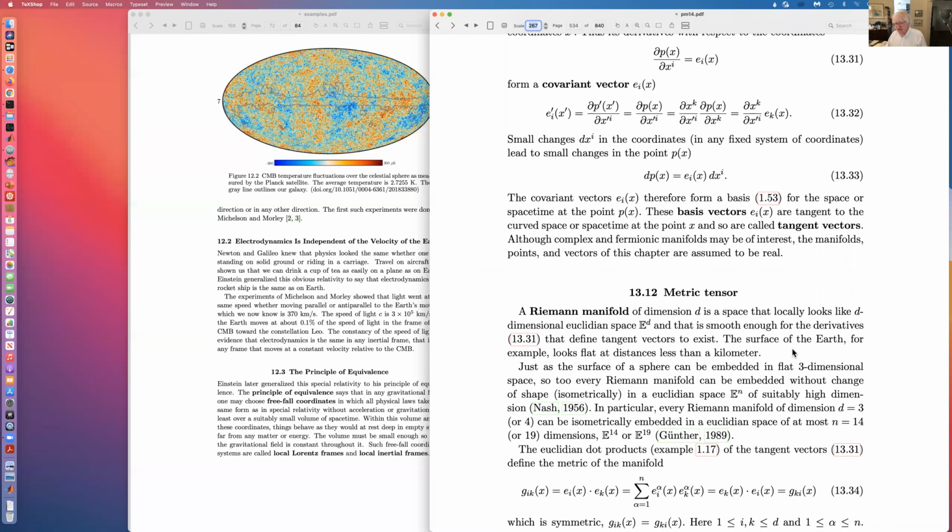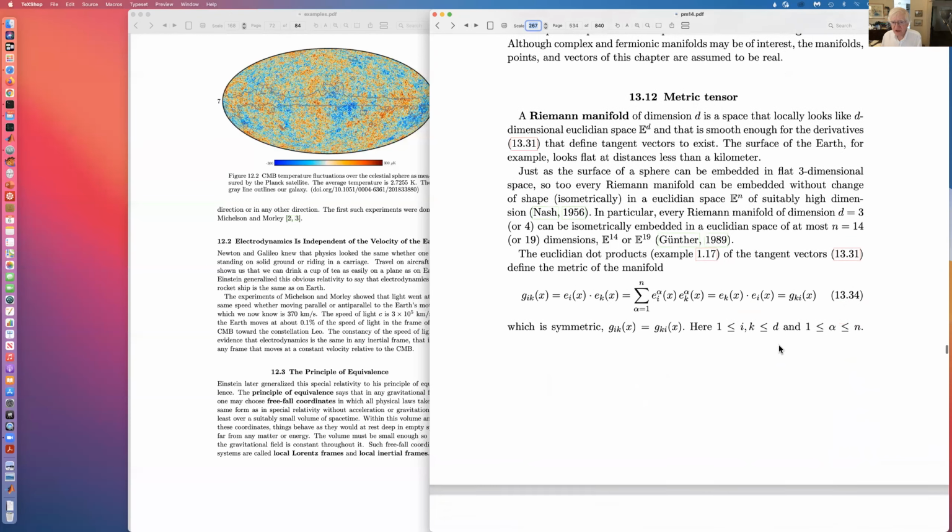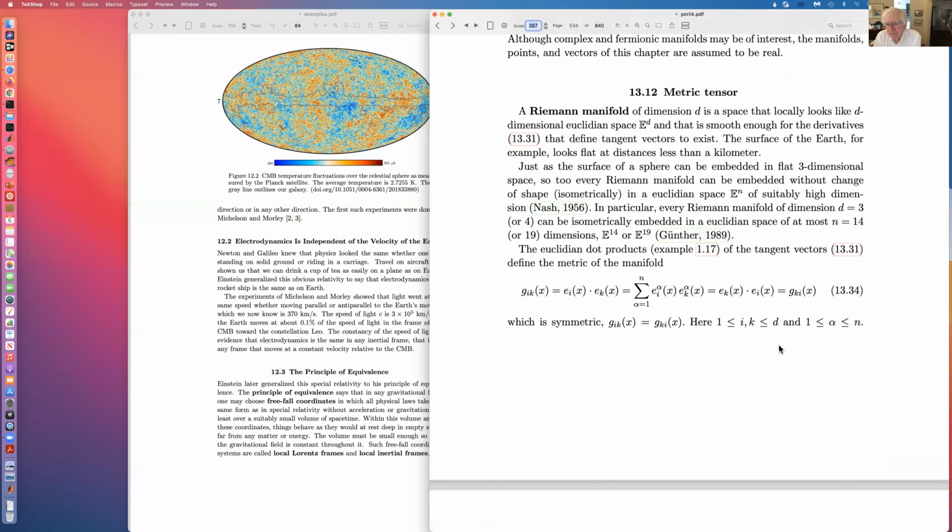And the surface of the Earth, for example, looks flat at distances less than a kilometer. So just as the surface of a sphere can be embedded in flat three-dimensional space, so too every Riemann manifold can be embedded without change of shape in a Euclidean space of suitably high dimension. This is a theorem due to Nash.